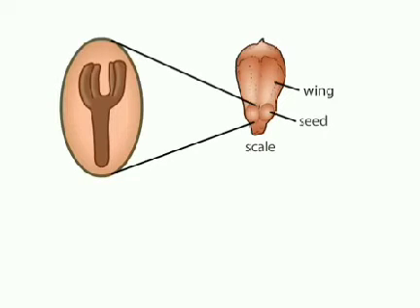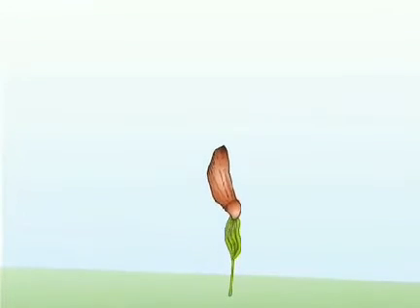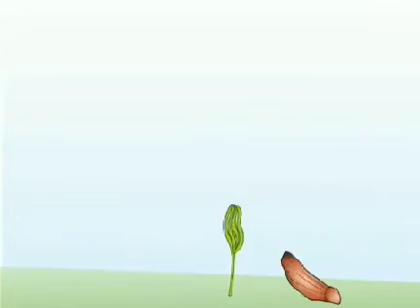The conifer seed contains tissues from 3 generations: the diploid embryo, the haploid gametophytic tissue, which supplies nutrients for the developing embryo, and the seed coat, which develops from tissues of the sporophyte parent, the integument. The seed eventually falls to the ground and, under suitable environmental conditions, germinates to form a new pine tree.